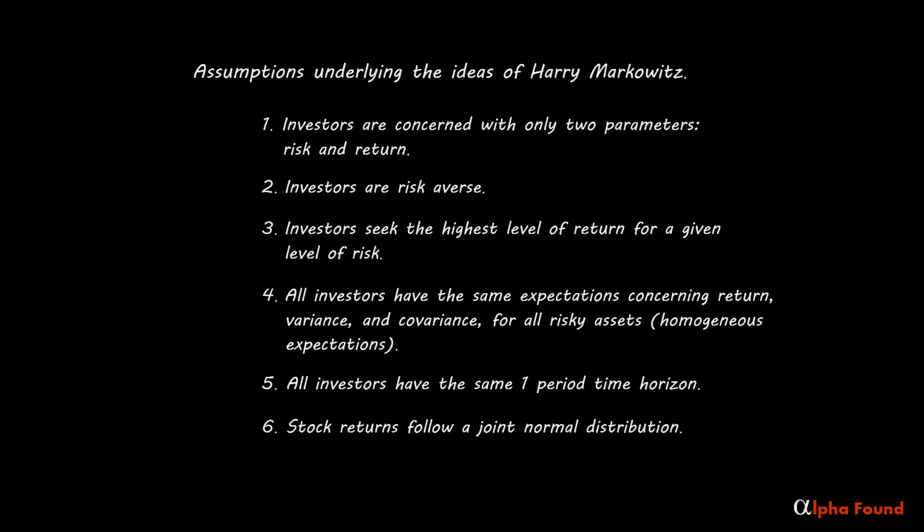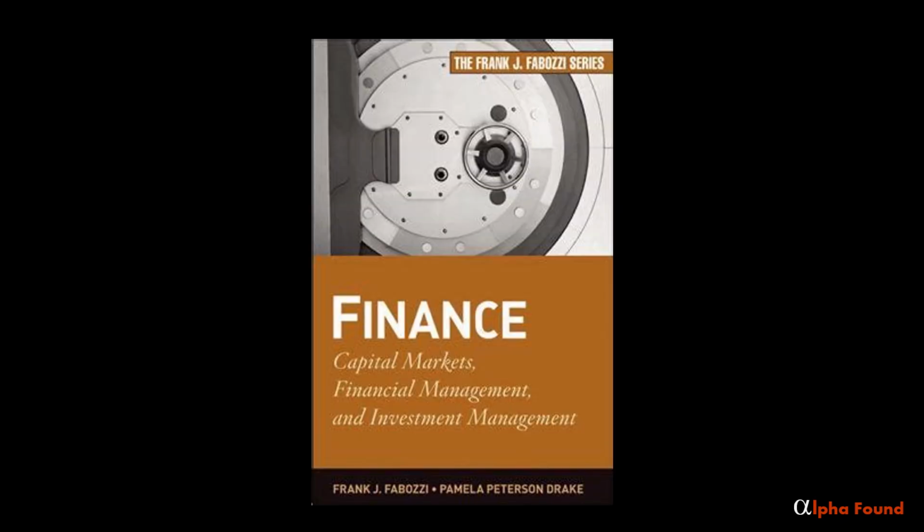Markowitz has since said that joint normal is not needed. Any of over 100 distributions will work, but joint normal is often used since it is the easiest distribution to work with. The assumptions for Markowitz can be found in many places. The first 5 assumptions in this case came from Finance, Capital Markets, Financial Management, and Investment Management by Frank Fabozzi and Pamela Peterson Drake. Unfortunately, I have the book in PDF, so I can't show you where it is on my bookshelf.